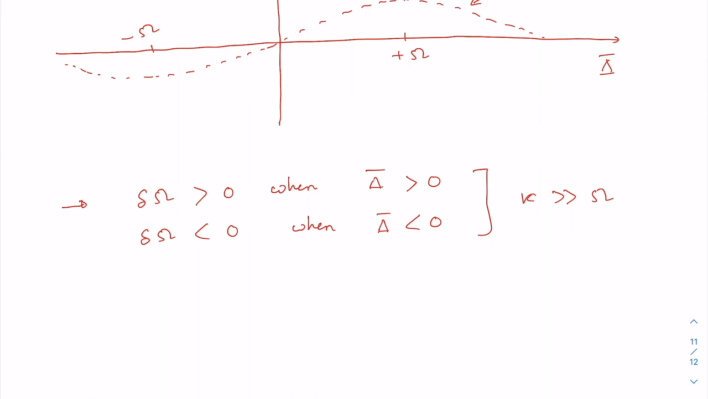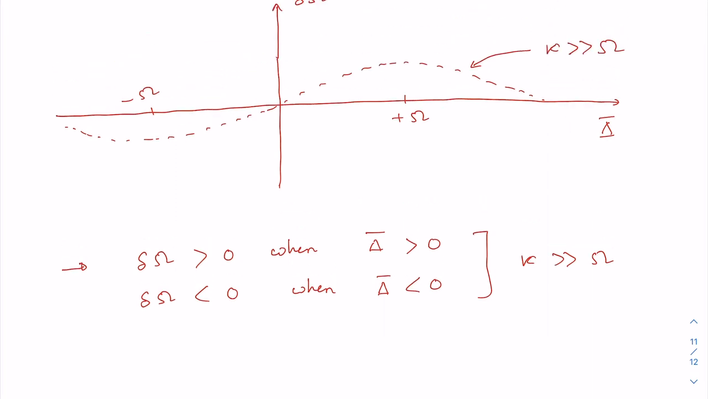Now physically what it means is that the mechanical spring, in this case, as you see here, delta omega is greater than zero, so the spring constant is now enhanced, so the spring is getting stiffer or harder due to the light induced effect. On the other hand, for delta bar less than zero in this regime, the frequency shift is negative, so the spring constant is getting reduced. That means the spring is getting softer as delta omega is less than zero.